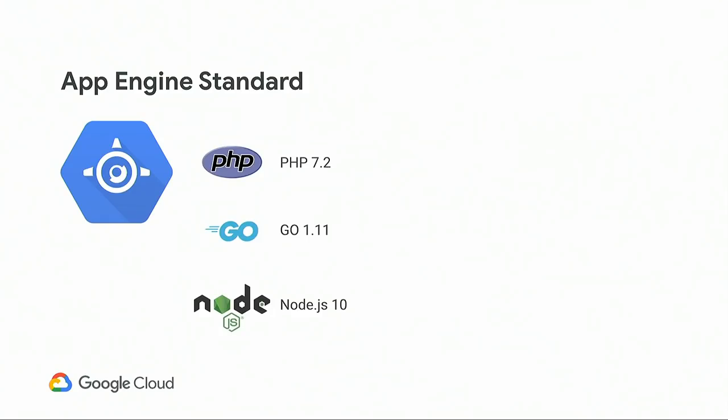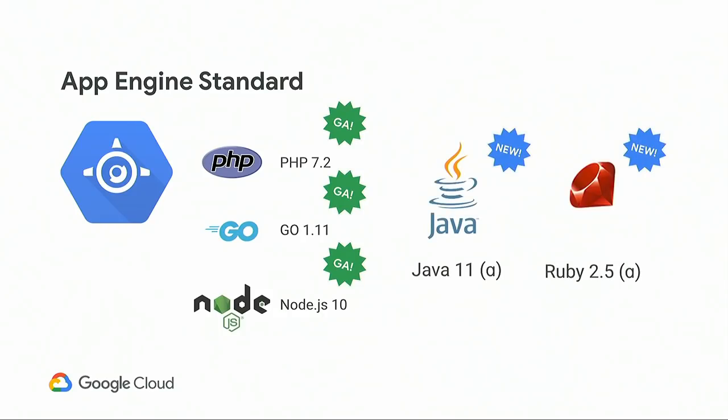Many of the runtimes that we support this week are now generally available, GA. So PHP 7.2, Go 1.11, and Node 10. Those runtimes are all GA. We have some new versions of runtimes coming up. Java 11 is currently in alpha, and the long-awaited Ruby 2.5 is now available on App Engine.